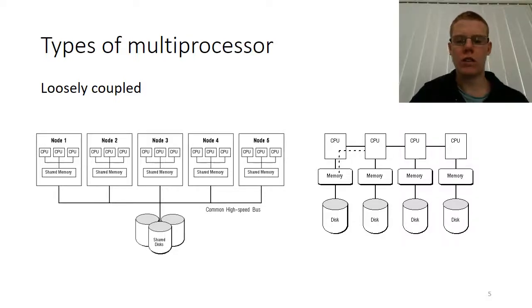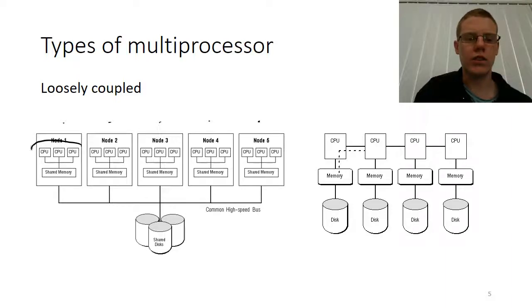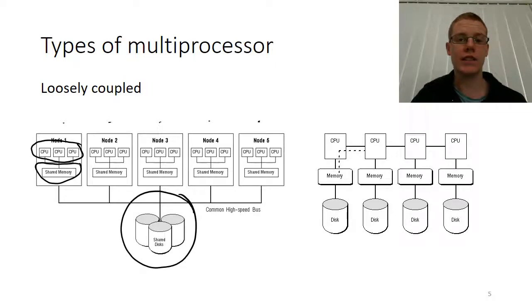And here I've taken from the Oracle documents 2 examples of what we can call loosely coupled systems. So on the left, we have a multiprocessor system with 5 nodes, each of which might have multiple processing units, but they have their own individual shared memory, and here in this case they are coupled by a shared disk.